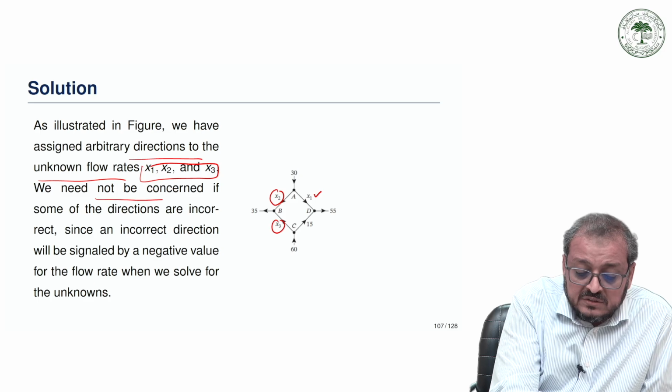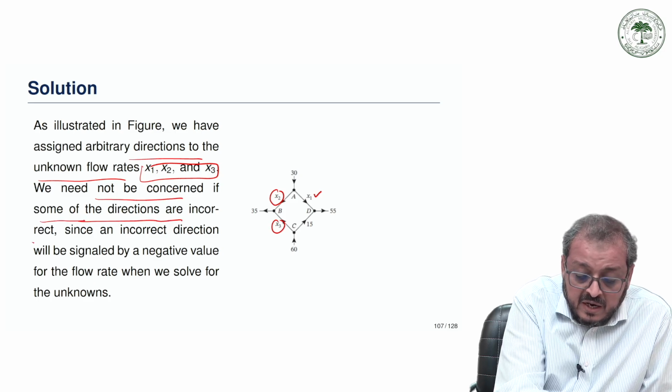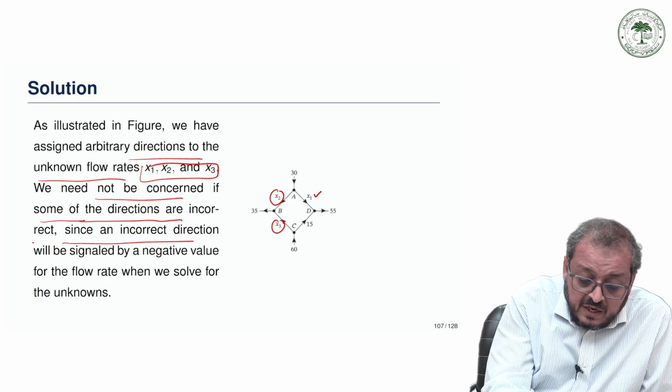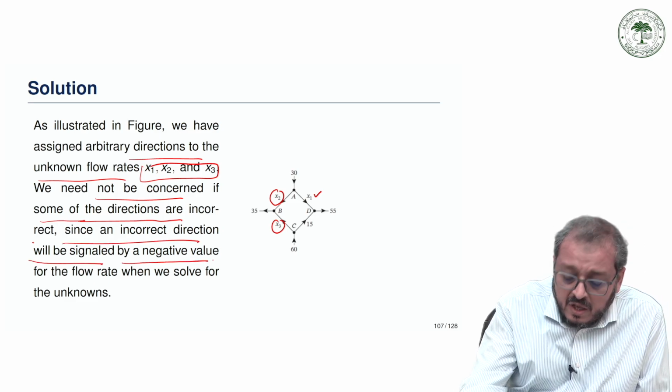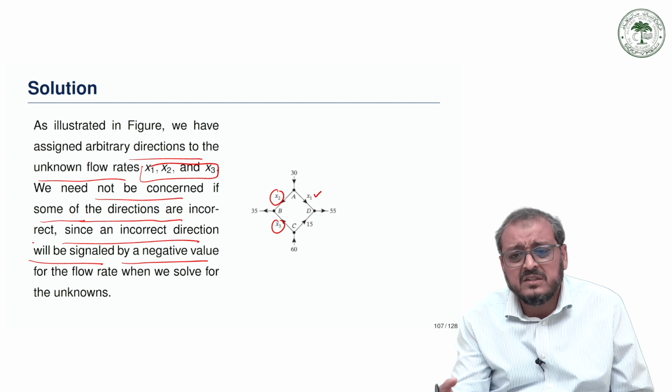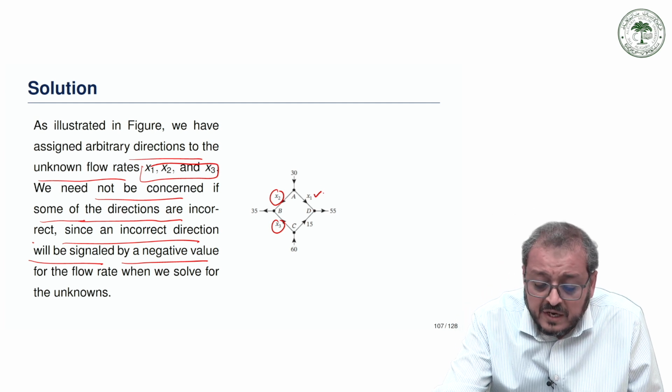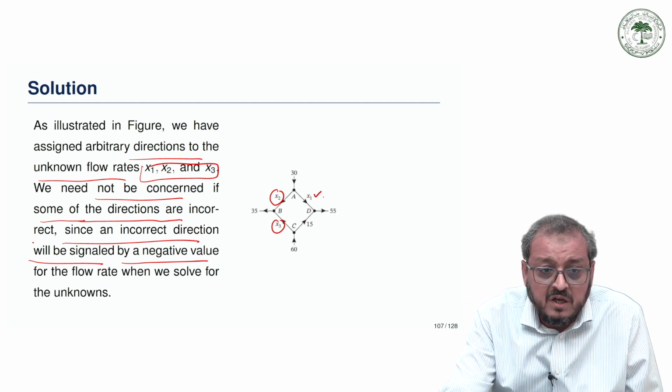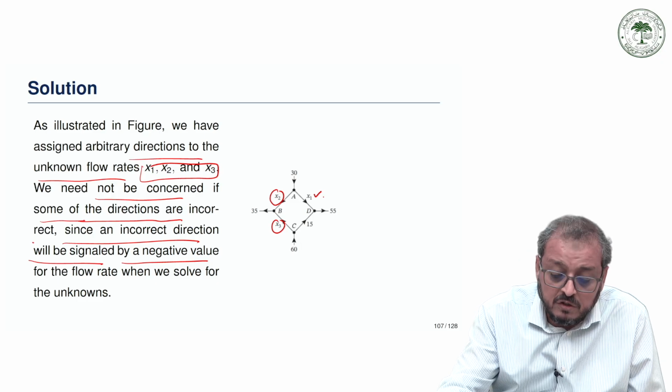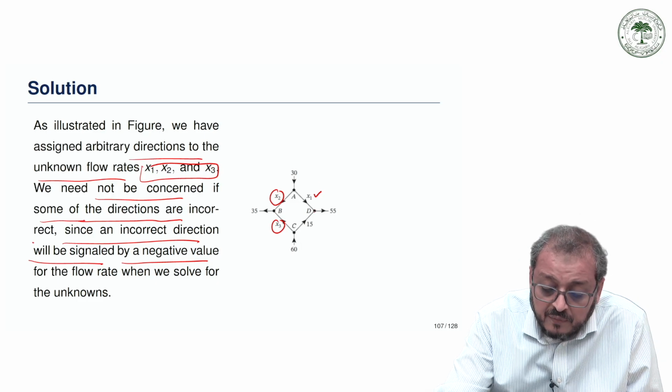We need not be concerned if some of the directions are incorrect, since an incorrect direction will be signaled by a negative value. If a direction is incorrect, then whatever value we get is the negative of the flow rate. Then we solve to find the unknowns.